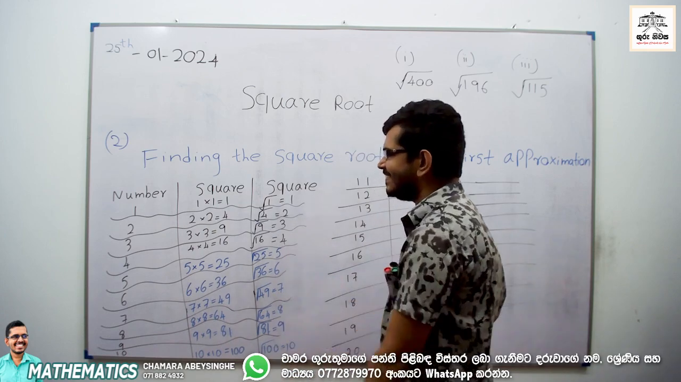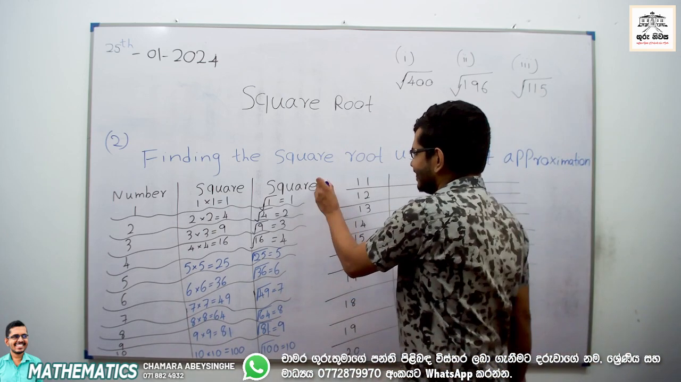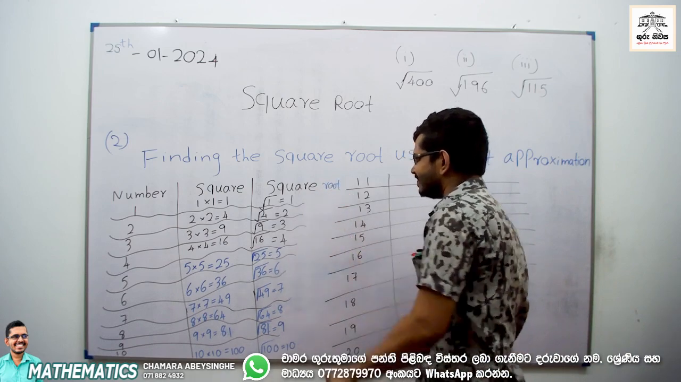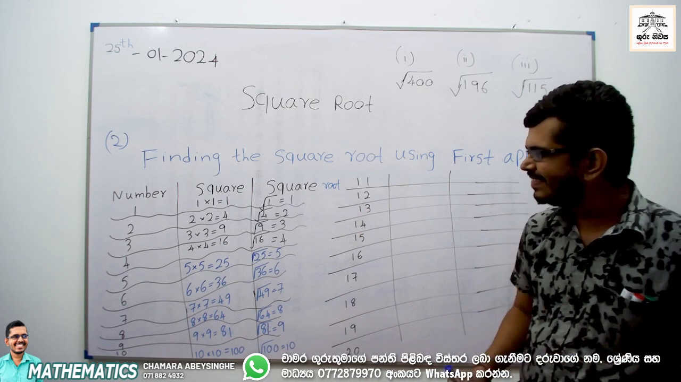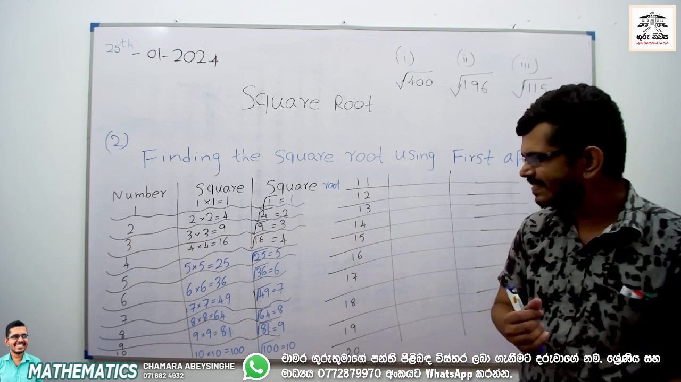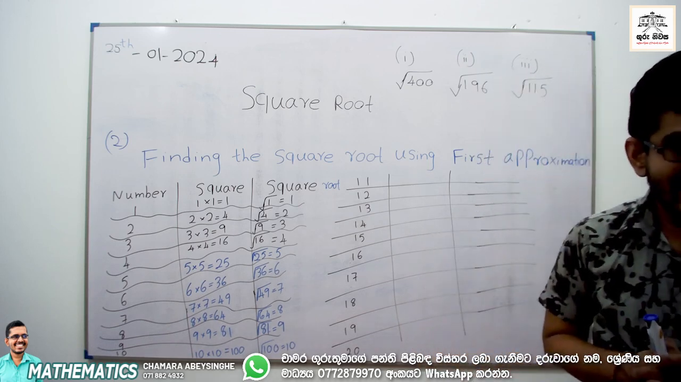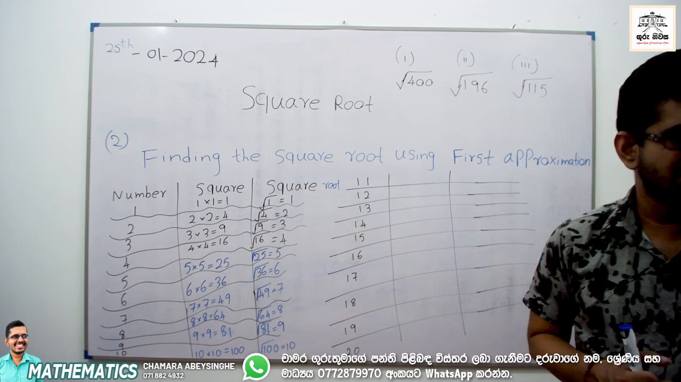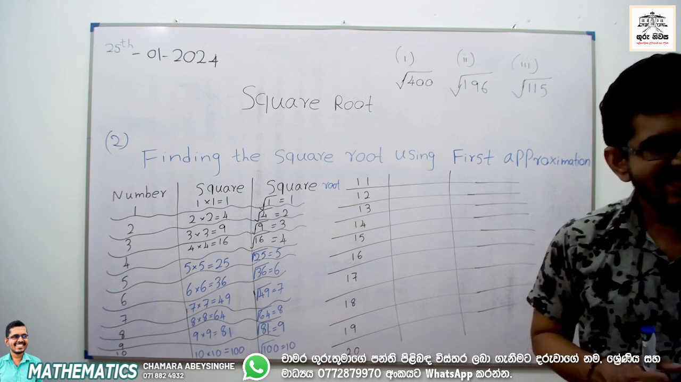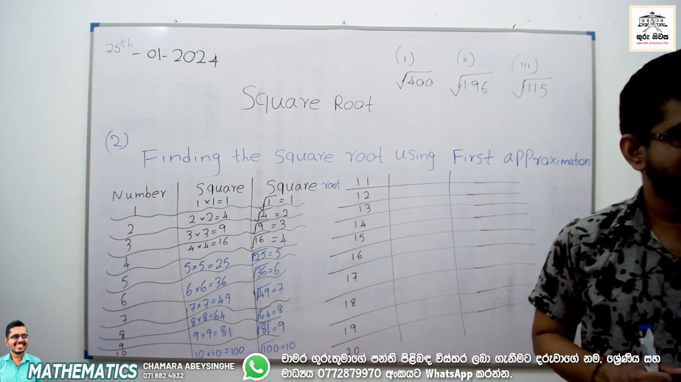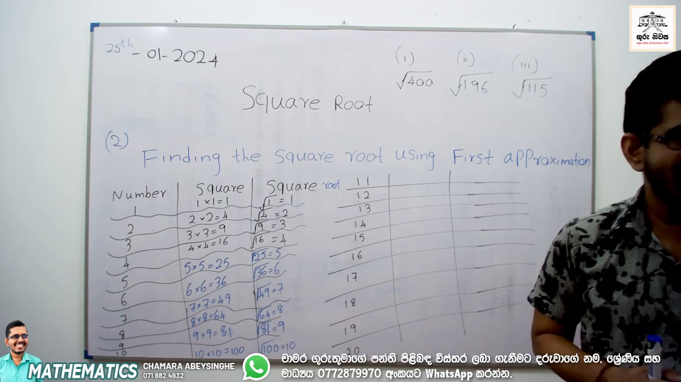Okay, let's take your answers. First 10 numbers, square root. Did you finish the table, student? Yes, sir. Yes, Akshara, okay. Other student, did you finish the table? Yes, sir. Okay.